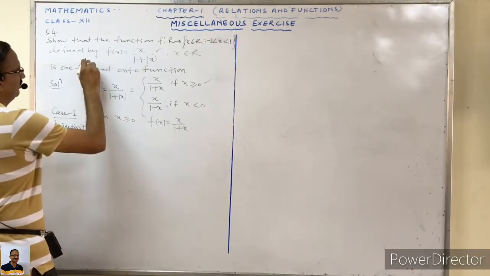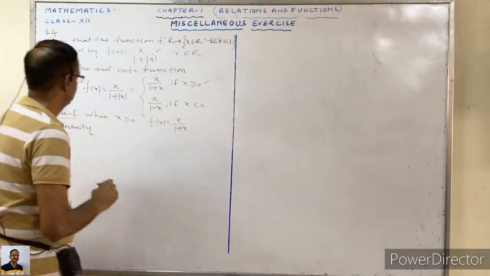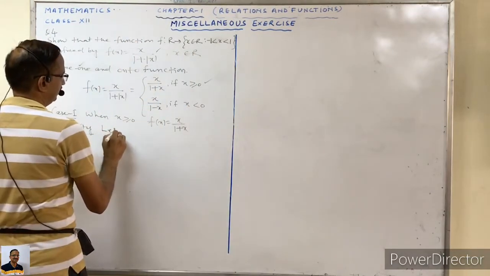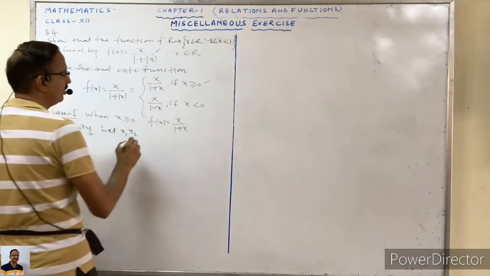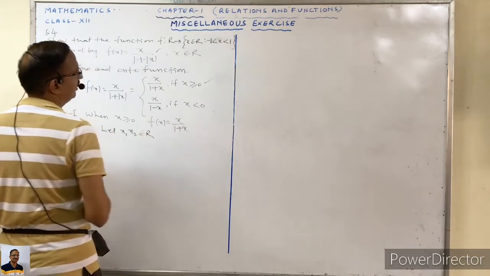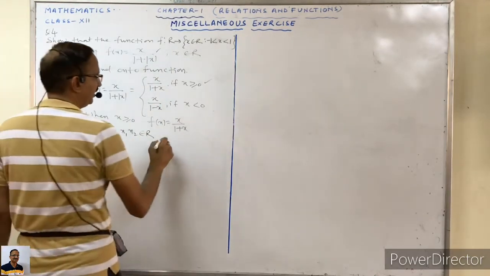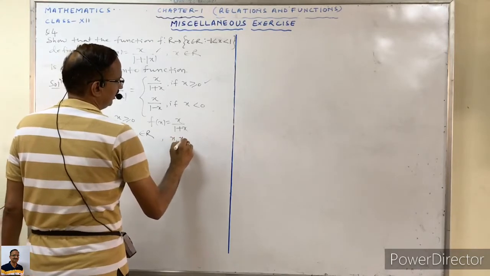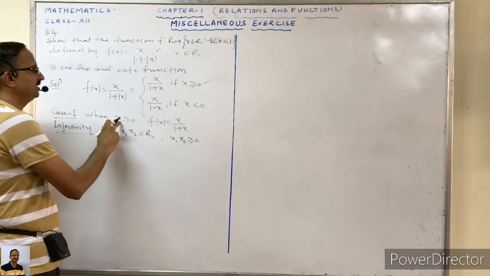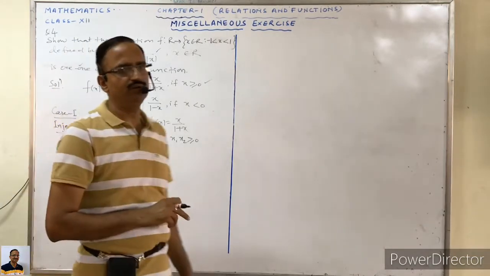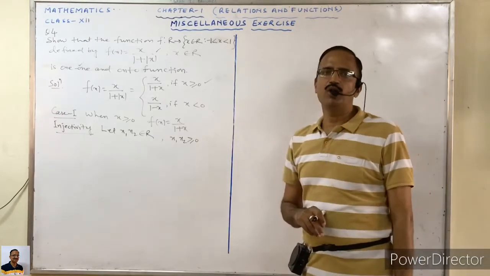It means one-one. So for that, let x1, x2 belong to the real numbers, where x1, x2 are greater than or equal to 0, because we are considering the case when x is greater than or equal to 0. So x1 and x2 are both positive.